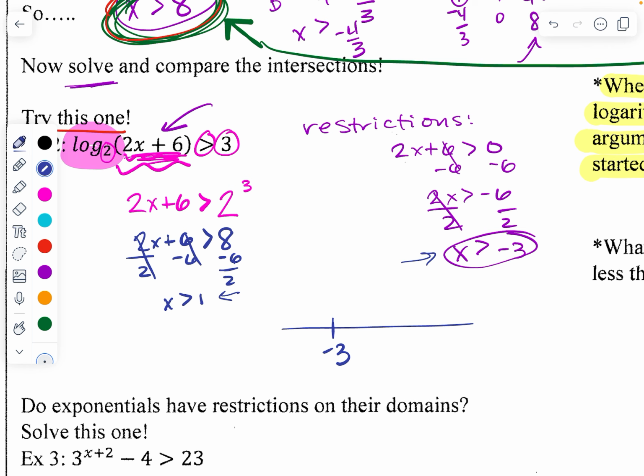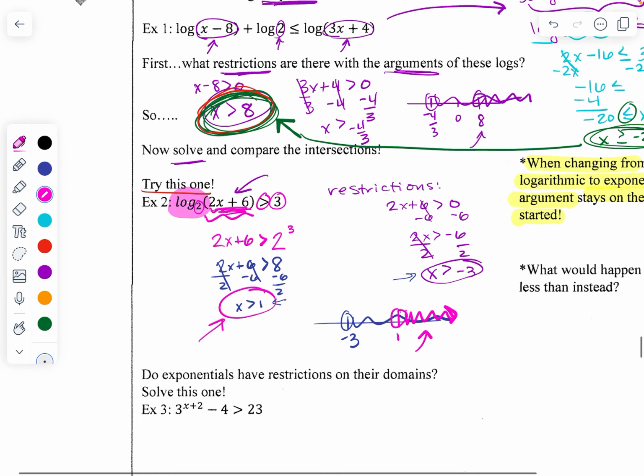So if x is greater than negative 3, it's going to look like this. Whereas this is x has to be greater than 1. So 1 would be here. So we see that they overlap right here. Therefore, this is our solution because that's the most restrictive one.